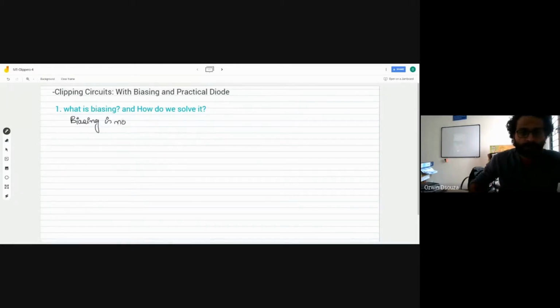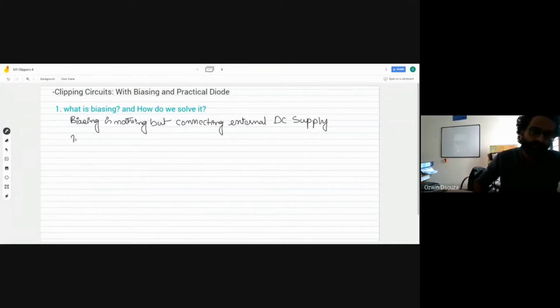Biasing is nothing but connecting an external DC supply. Now, connecting an external DC supply into your existing circuit gives you a process called biasing. Now, why do we need this biasing?